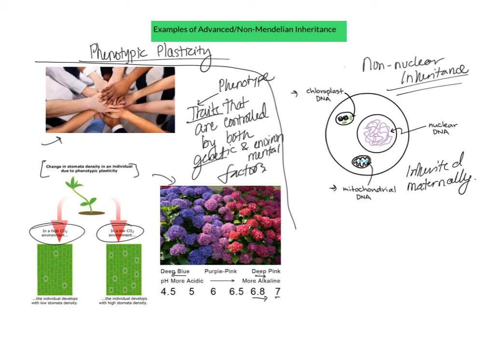as that zygote divides after fertilization. So actually all of the DNA from the mother's mitochondria will be passed along and none from the father. And similarly, we see that in plants with the ovum as well. Okay.